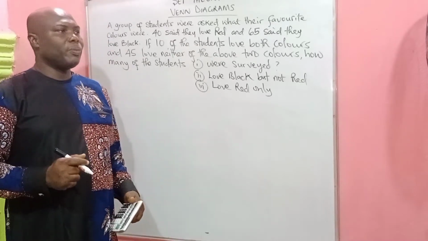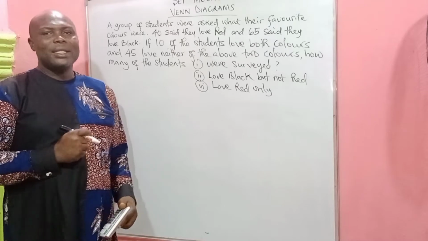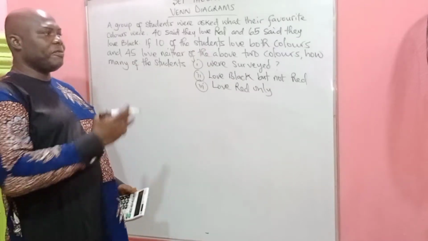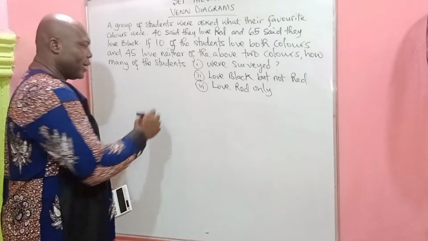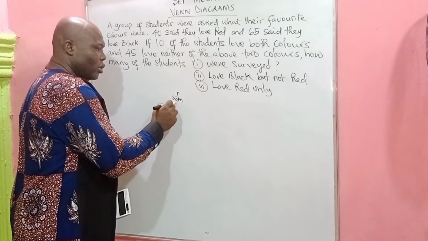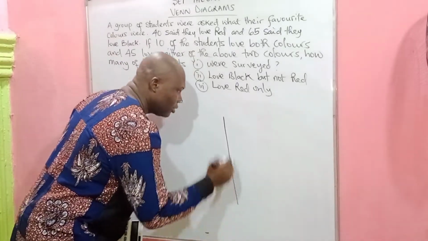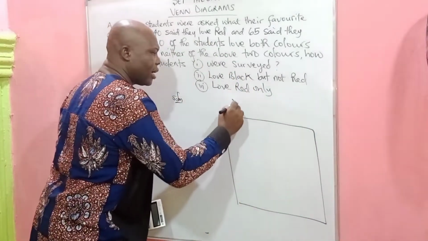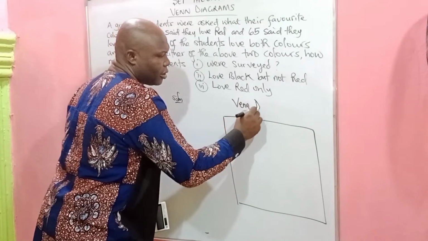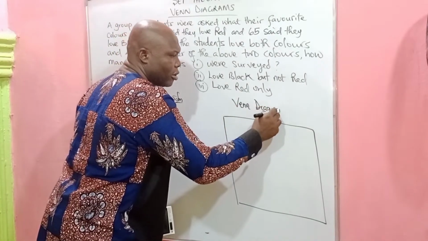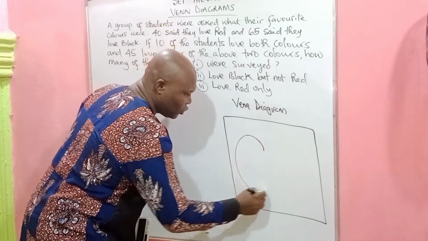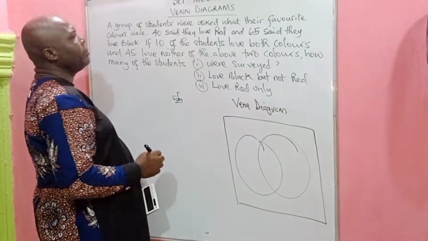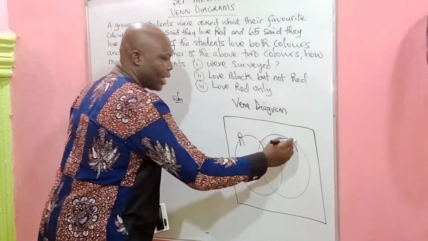So we are going straight to the point. The first thing we need to do is to represent this information in a Venn diagram. Then from there we can find what they want us to find. Alright, so solution. So this is a Venn diagram. So it involves two scenarios. Alright, so we have red and black.